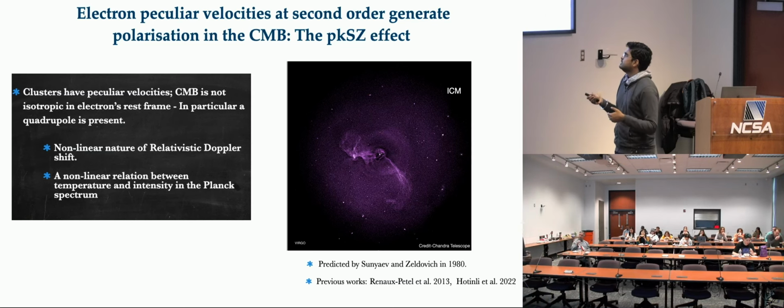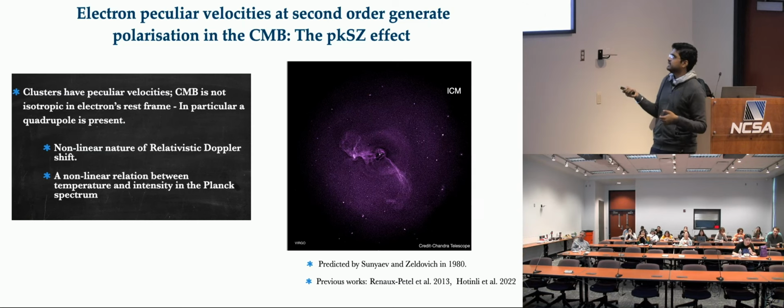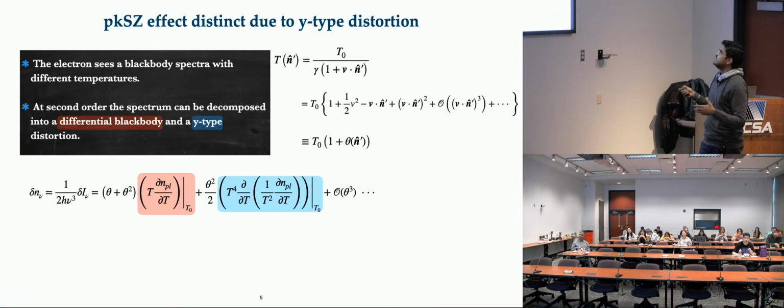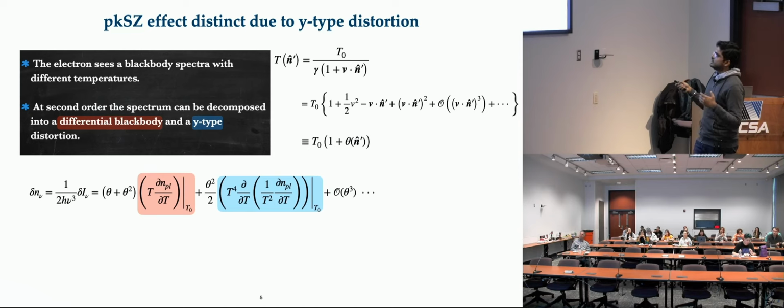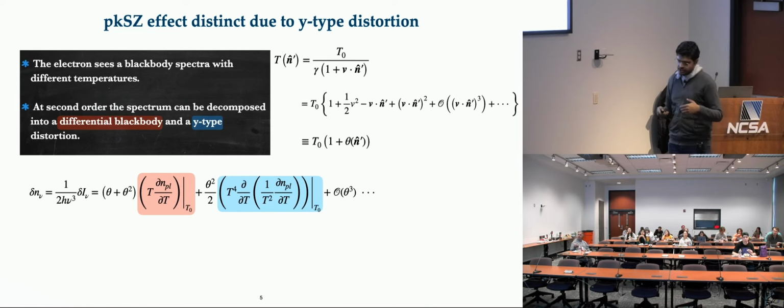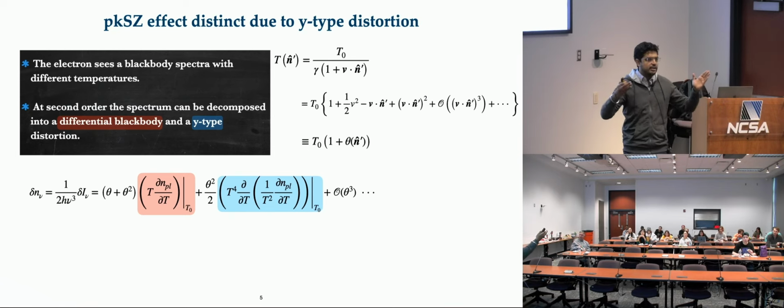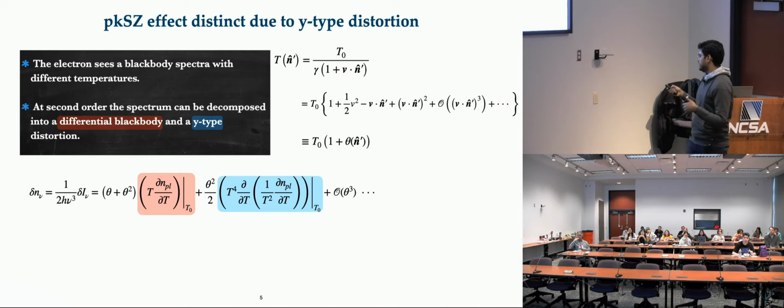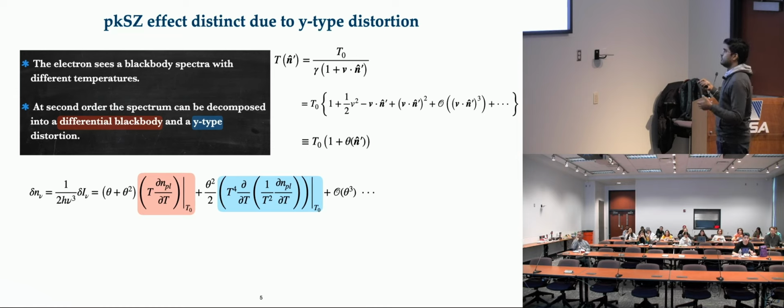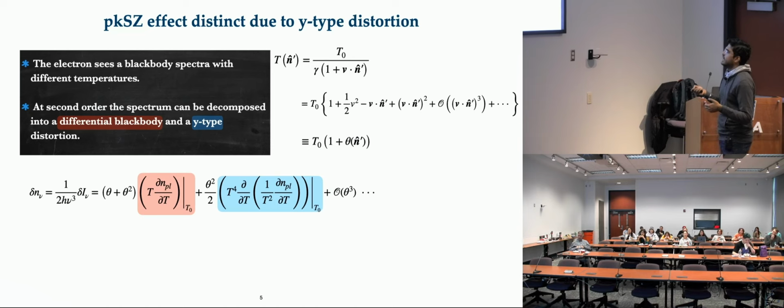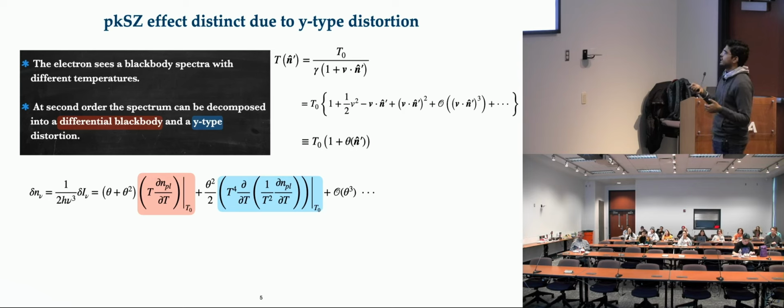The second reason is the nonlinear relation between the temperature and the intensity in the Planck spectrum itself. Because of these two reasons, let's take this equation. This equation tells you the temperature that the electrons will see in their rest frame, which means the electrons don't see an isotropic blackbody radiation. They see a blackbody radiation, but with a different temperature in different directions. If you then expand it in orders of the velocity of this electron, you can write it as a perturbation in the temperature field itself. And when you expand the occupation number density in a Taylor expansion, you can show that at second order in v, that is the v squared term, you actually get a differential blackbody spectrum and also what we call a Y-distorted spectrum.